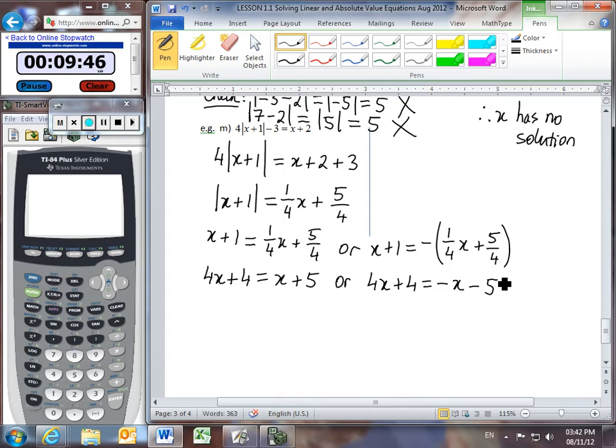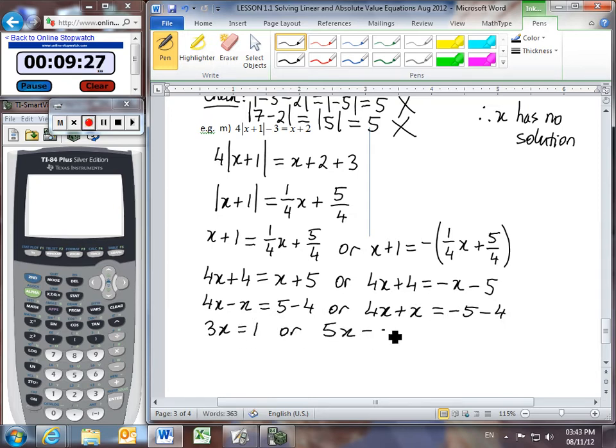And now it becomes a pretty straightforward problem like before. We'll bring the x's to the left, and the constants to the right. So 3x is equal to 1, or 5x is equal to negative 9. And to finish then, x is either equal to 1/3, or x is equal to negative 9 over 5.